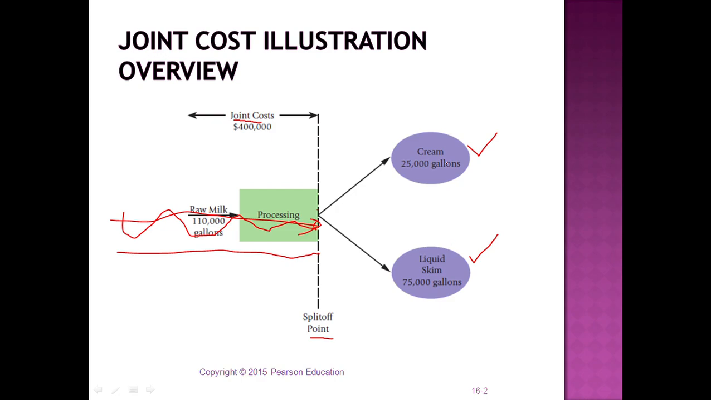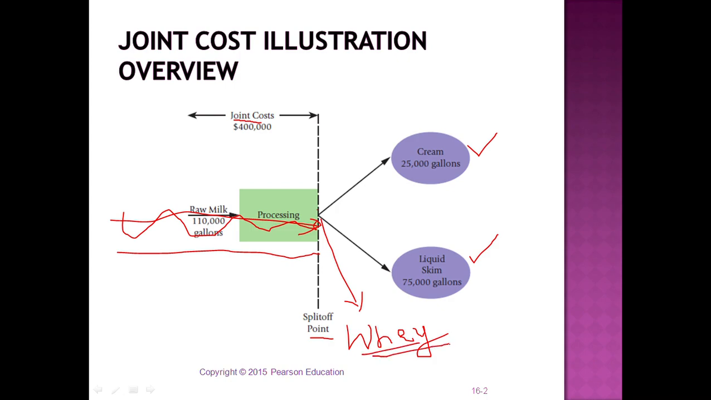Now if I had another output, let's say C, maybe we call it whey. What is whey? Whey is the watery liquid that you may get after you have taken out the cream, or maybe you have taken out the cheese or whatever. So let's say you also received another product called whey, which was not the intention of the company. The company did not intend to produce whey, but they intended to produce cream and liquid skim. So cream and liquid skim would be called the joint products, and whey would be called the byproduct.